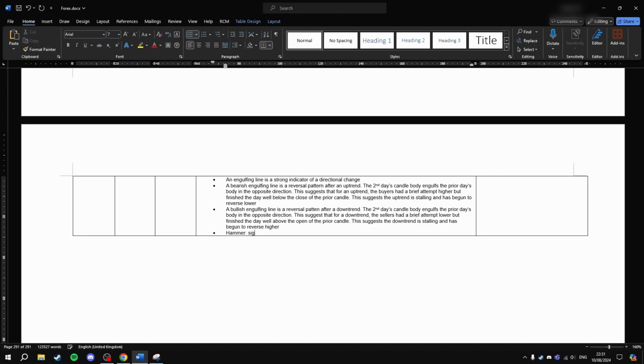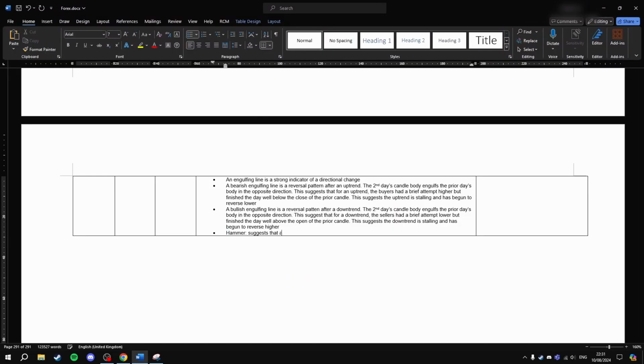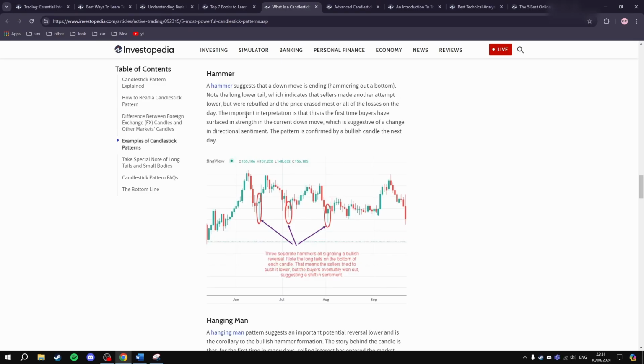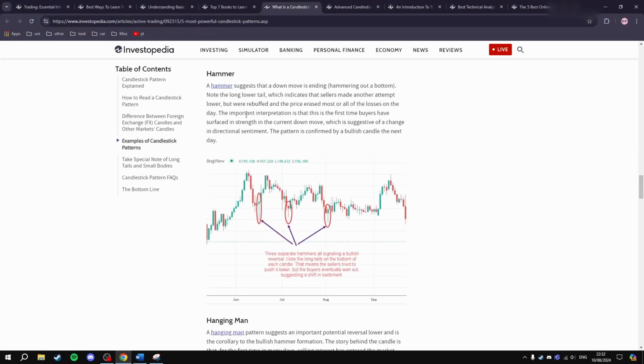So, hammer suggests that a down move is ending, hammering out a bottom. Note the long lower tail, which indicates that sellers made an attempt to go lower, but were rebuffed and the price erased most or all of the losses on the day.